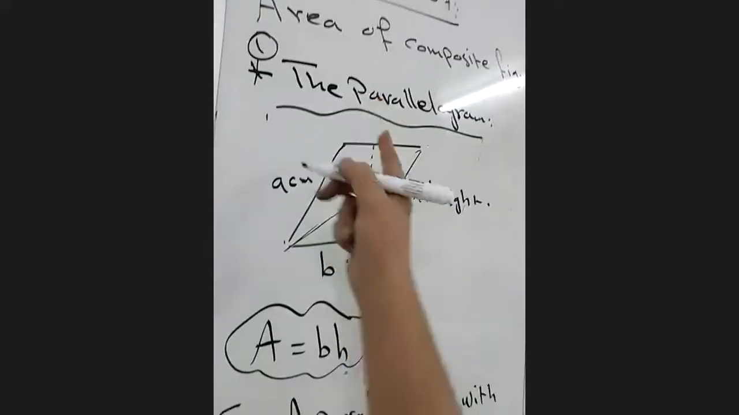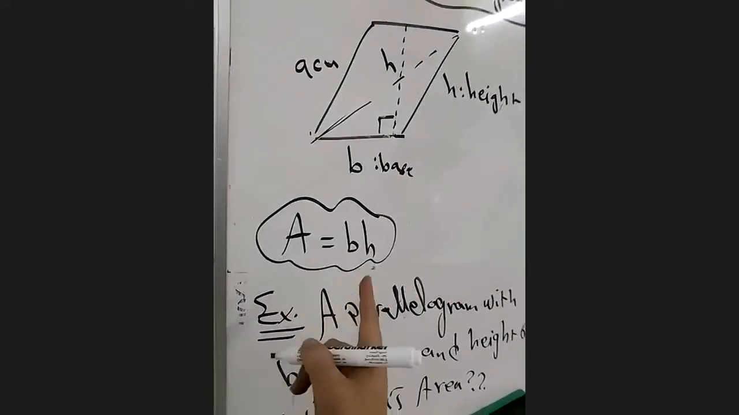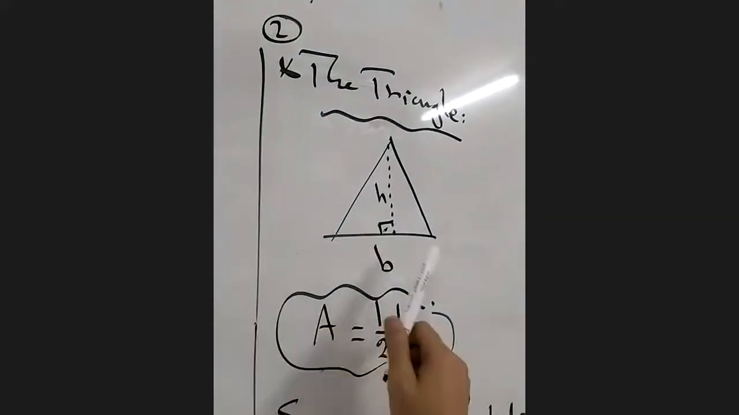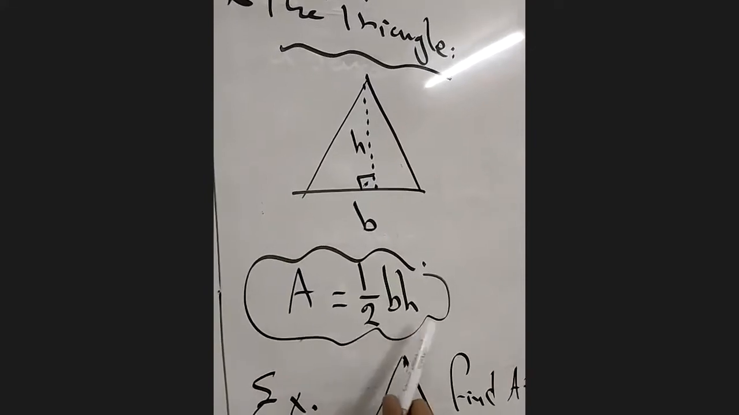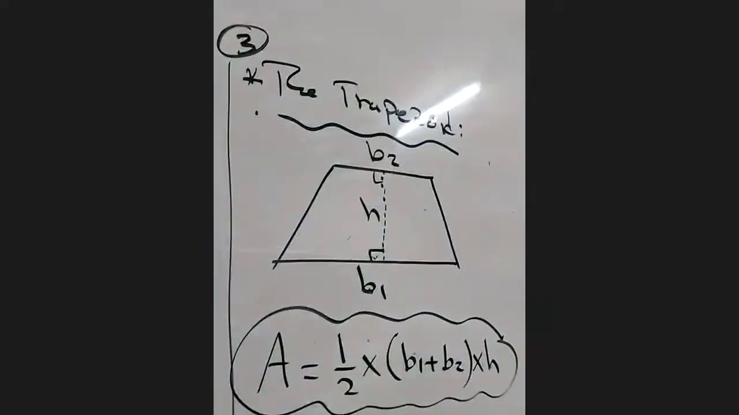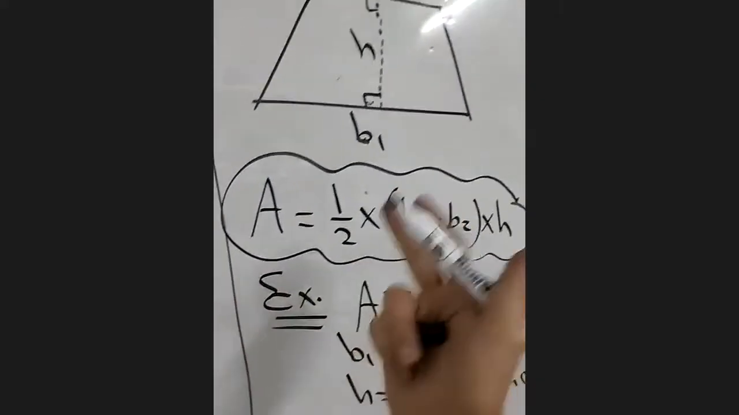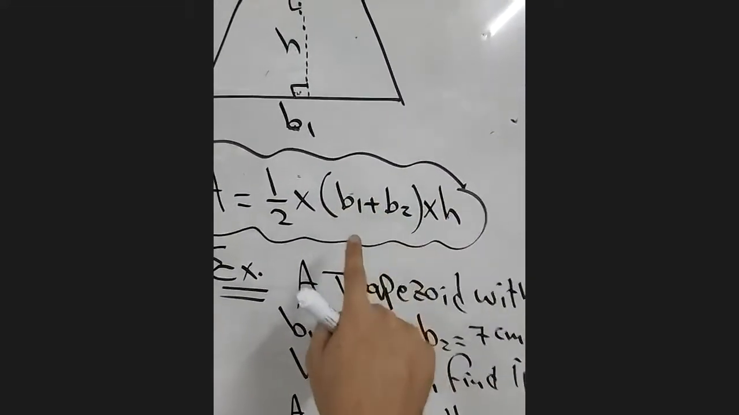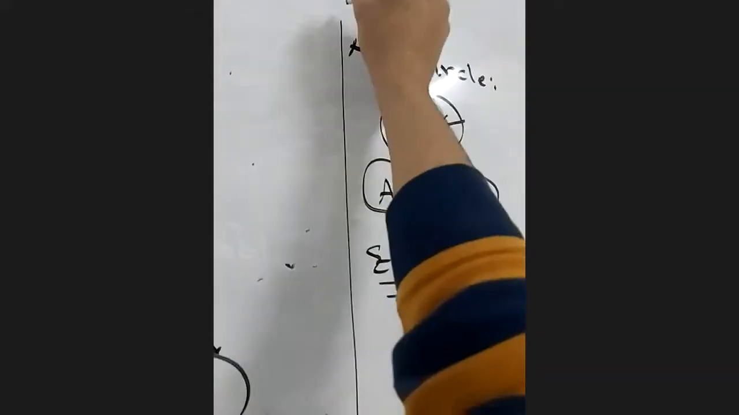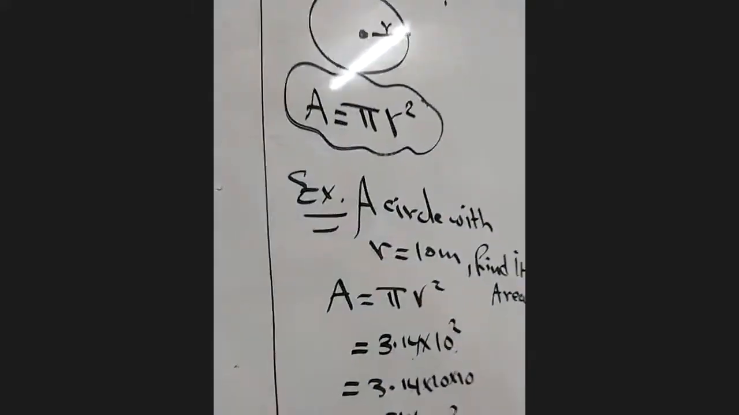Number one, parallelogram. Let's revise it quickly. The parallelogram has base and height. The area is base multiply height. Number two, the triangle. It has base and height. The area is half multiply base height. The trapezoid, number three. It has base 1, base 2, and height. The formula A equal half multiply bracket base 1 plus base 2 multiply height. Number four, the circle. It needs radius only, A equal pi r power 2.